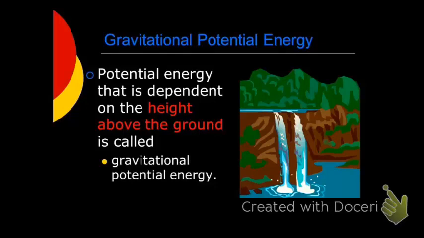So anything that is dependent, any energy given that is dependent on how high it is above the ground, is called gravitational potential energy. Why is it called gravitational potential energy? What is the object gaining energy from? Gravity. And what would gravity do to the object if it's above the ground? It would go back down.